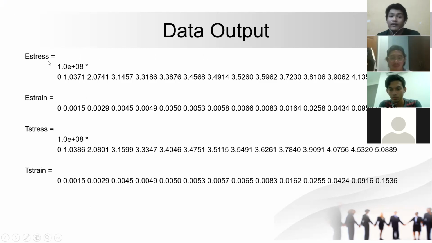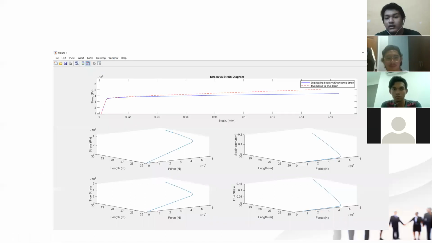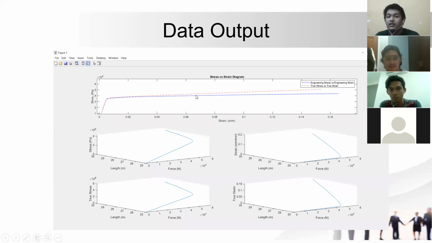So for the data output, after getting input from the user, the coding will calculate the value of engineering stress, the value of engineering strain, the value of true stress, and also the value of true strain. These values will be used to plot the 2D plot and also the 3D plot. So this is the 2D plot, where the red line is the true stress versus true strain, and the blue line is the engineering stress versus engineering strain.